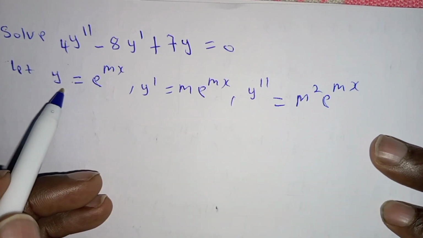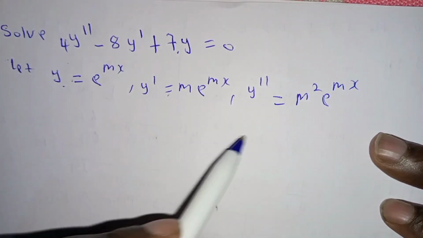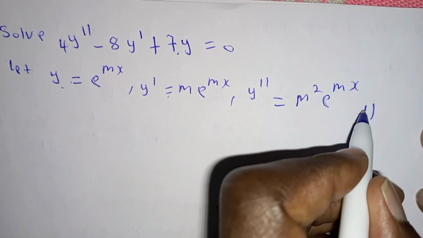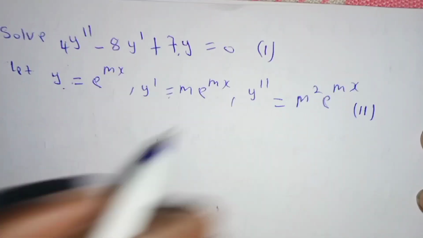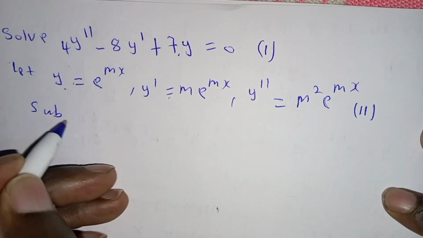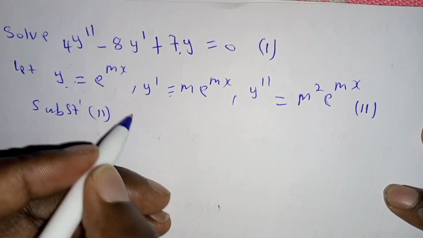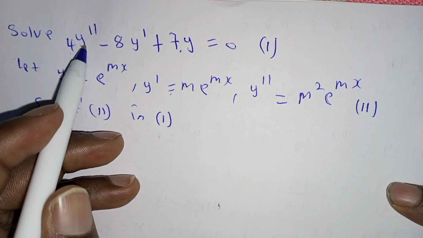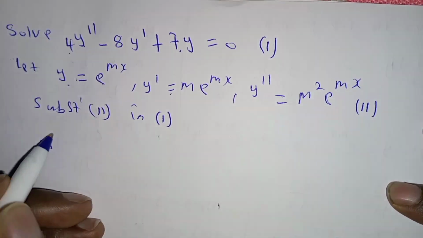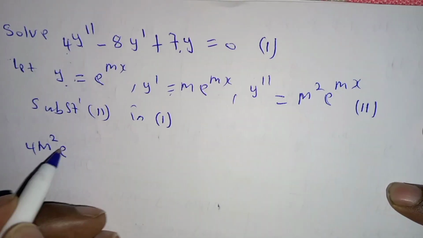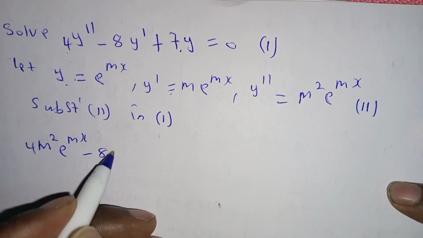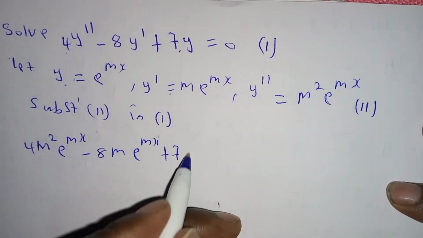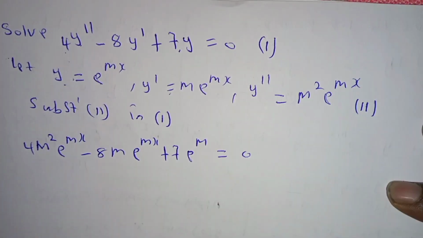Then we substitute our value of y, our value of y prime, and our value of y double prime into the equation. You can call this one equation 2 and this equation 1. So you substitute 2 in 1 to obtain: instead of y double prime, we shall write 4m squared e^(mx) minus 8m e^(mx) plus 7 e^(mx). This is equal to 0.